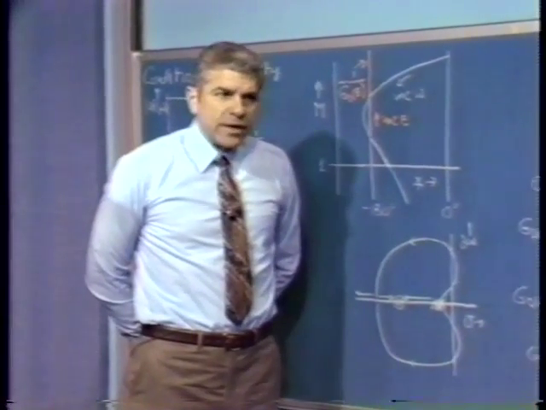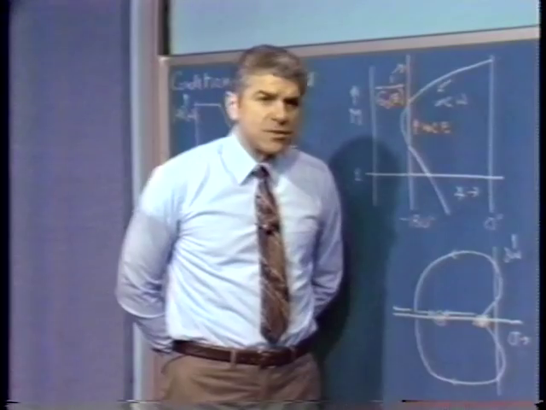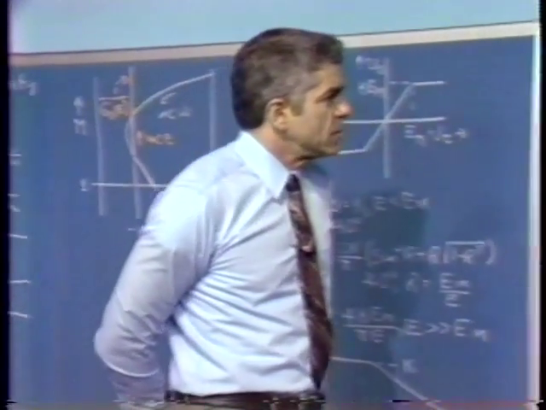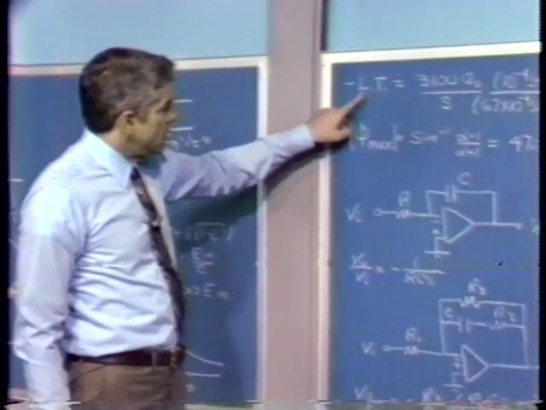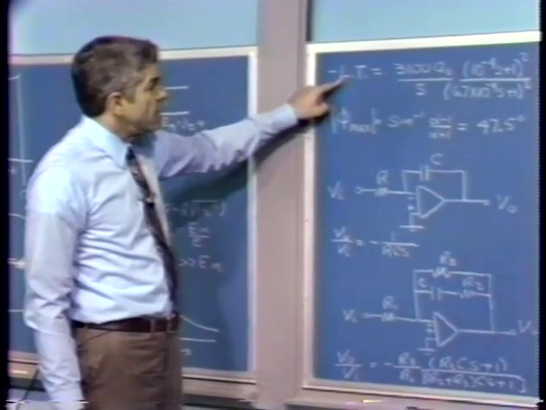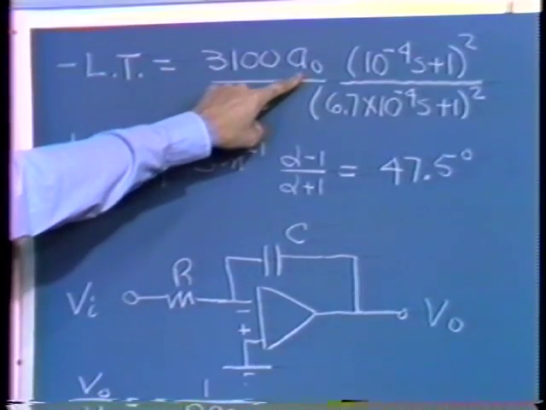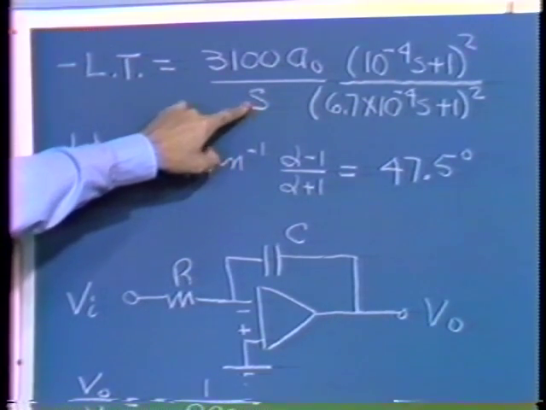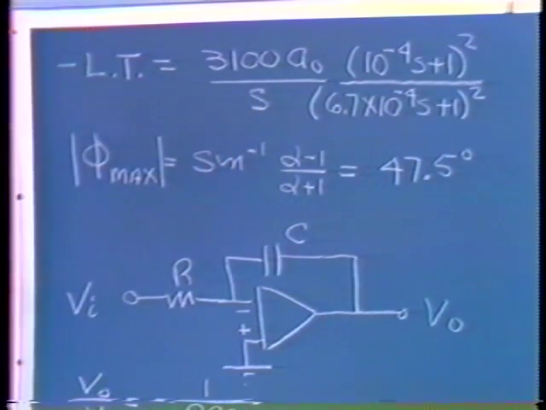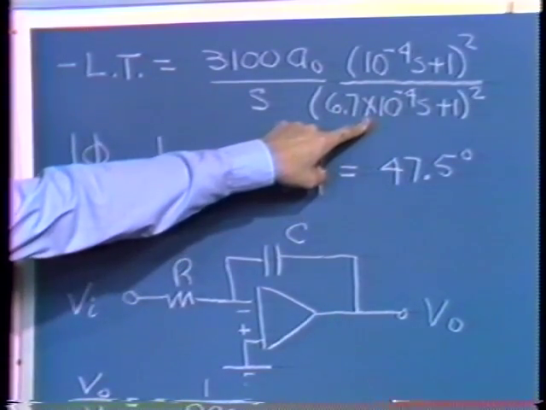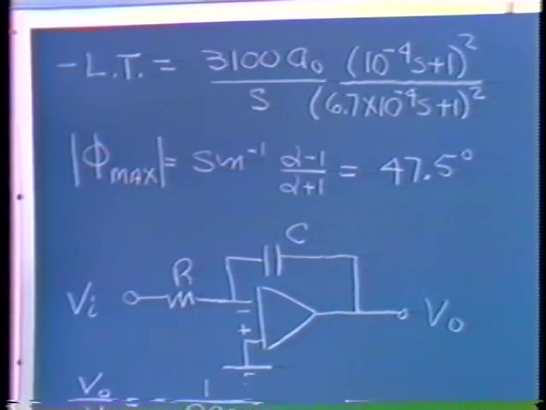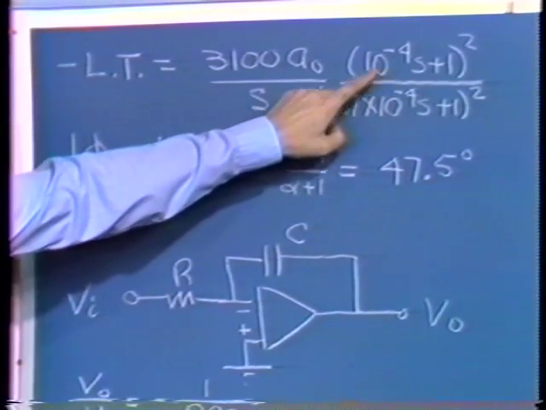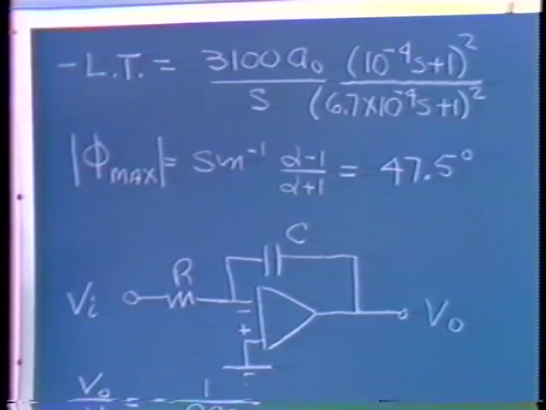I'd like to illustrate these ideas with a demonstration system. And what I've chosen for the negative of the loop transmission for the demonstration system is a negative loop transmission, or an AF product, that's 3100 times some quantity A0 divided by S. In other words, we have a pole in the origin in the demonstration system. We have two poles, two coincident poles, located at 1.5 times 10 to the third radians per second, the reciprocal of this time constant. And then we have two higher frequency zeros at 10 to the fourth radians per second.